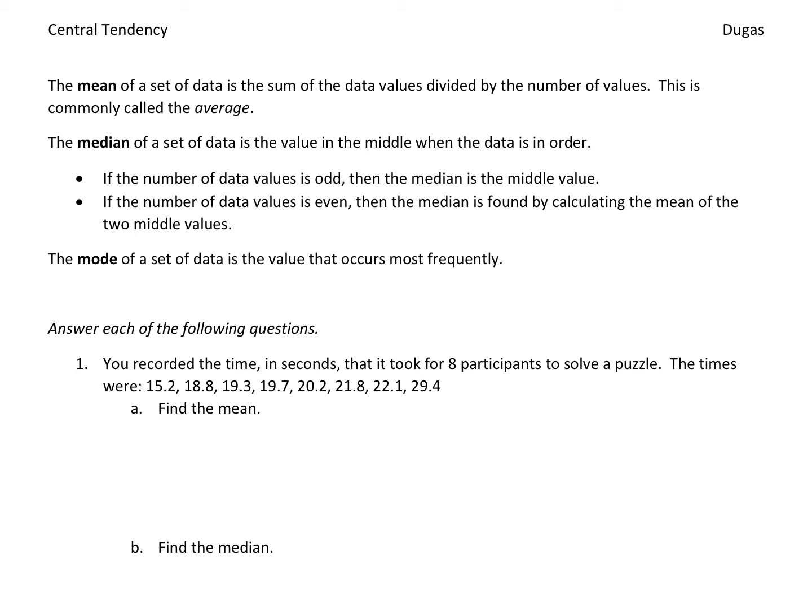Finally, the mode of the set of data is the value that occurs the most often. So if you have a number that keeps repeating in your data more than any other number, that's going to be the mode of the data set. So let's look at some examples.